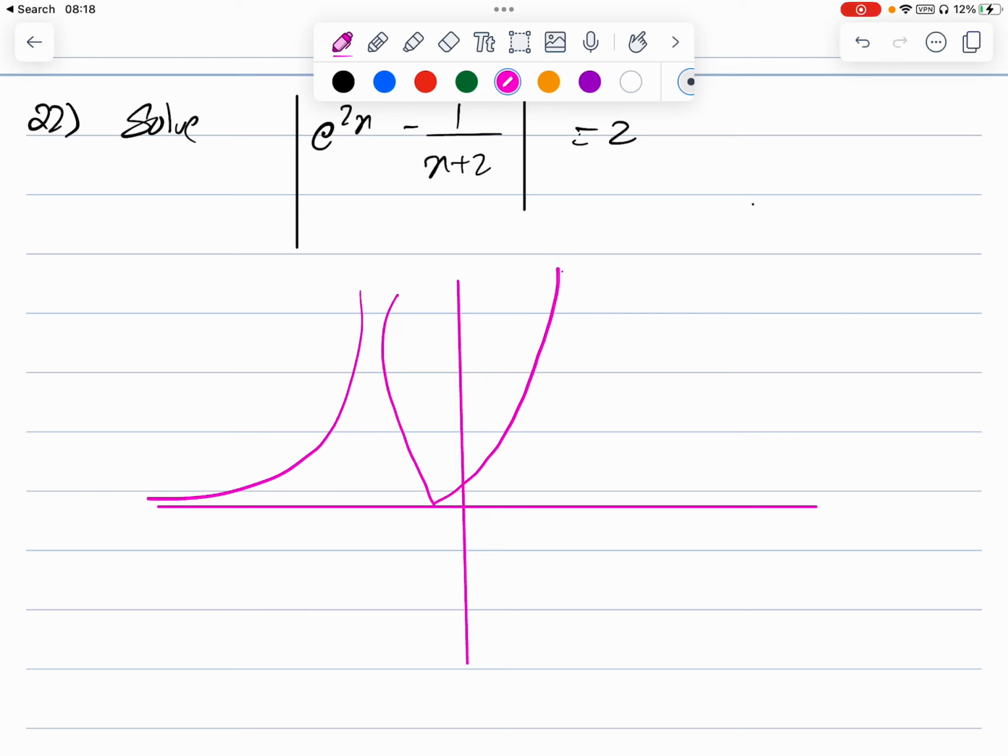This is the shape of the graph. To be more precise, the graph shape should be this way, and y equals 2. Where is y equals 2? Y equals 2 is a straight line.